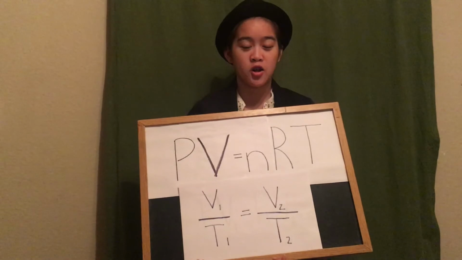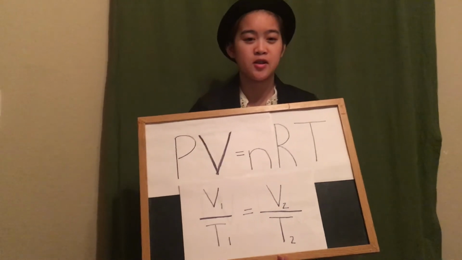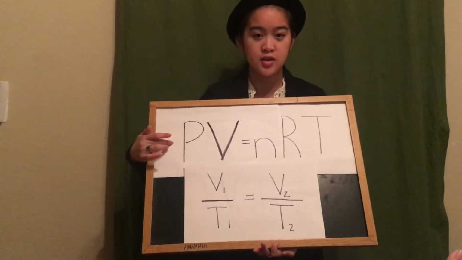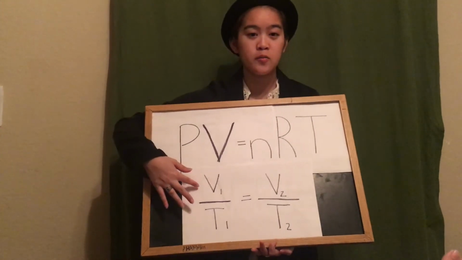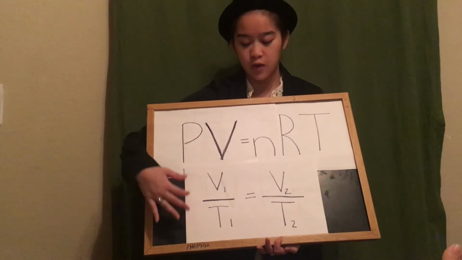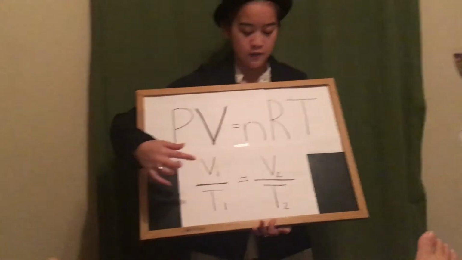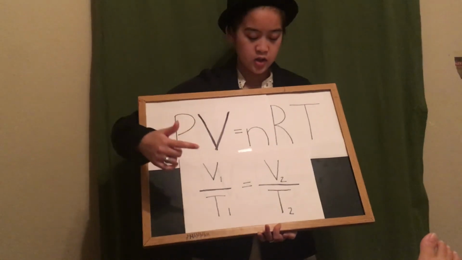Hello, I'm Jacques Charles, and I'm an inventor, scientist, and a mathematician who discovered that if pressure is constant, then volume is proportional to temperature. That would make volume 1 divided by temperature 1 equals volume 2 divided by temperature 2.